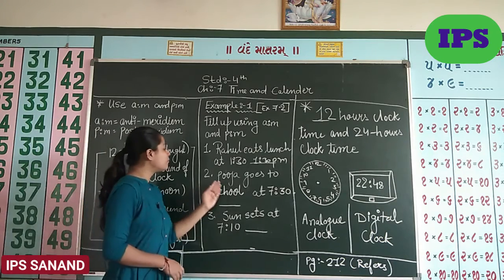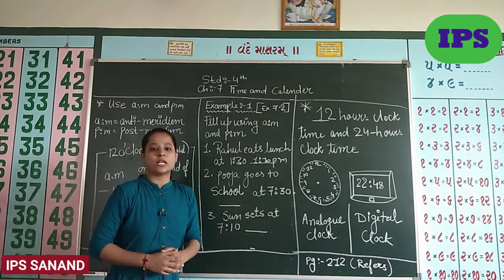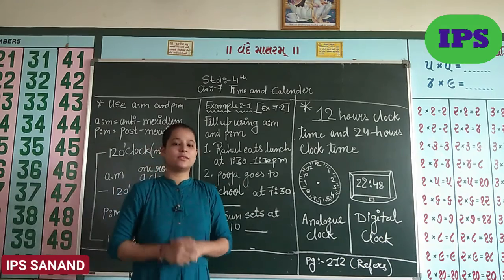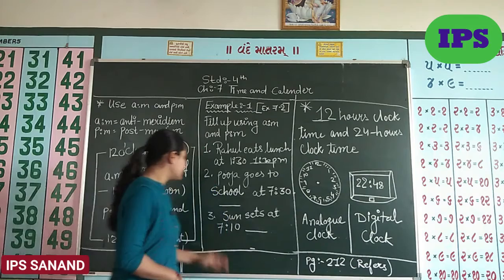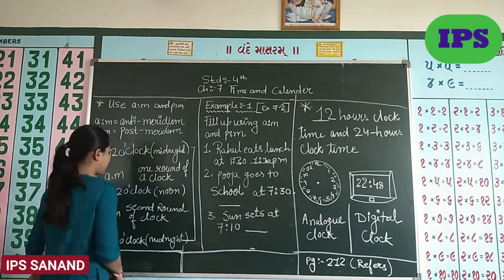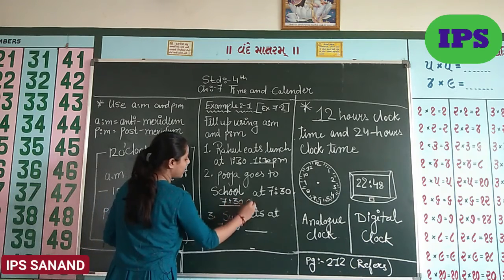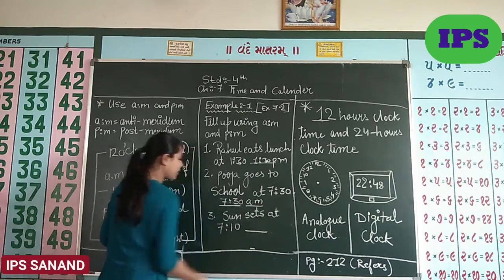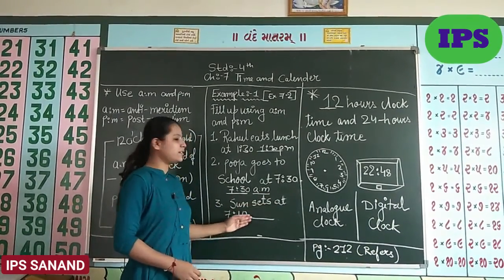Second, Pooja goes to school at 7:30. So 7:30 in the morning. What will you use? 7:30 AM. You will write 7:30 AM.